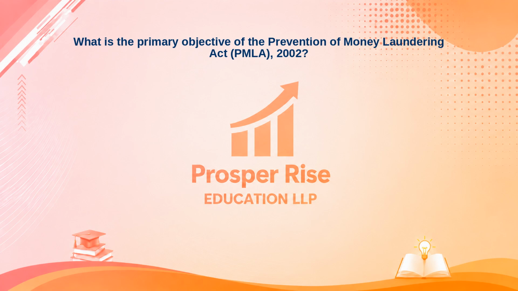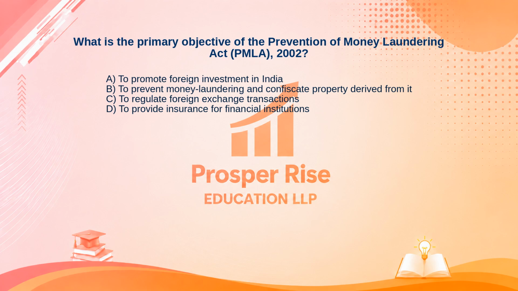Here is another practice question. What is the primary objective of the Prevention of Money Laundering Act, PMLA 2002? Here are your options. A. To promote foreign investment in India. B. To prevent money laundering and confiscate property derived from it.